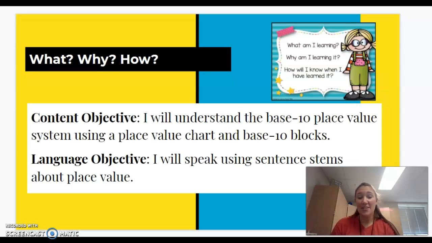You will understand the base 10 place value system using a place value chart and the base 10 blocks. On Tuesday, we really looked at the base 10 blocks, and today we're going to be looking at the place value chart and being able to identify each digit's value. Our language objective is you will speak using sentence stems about place value.